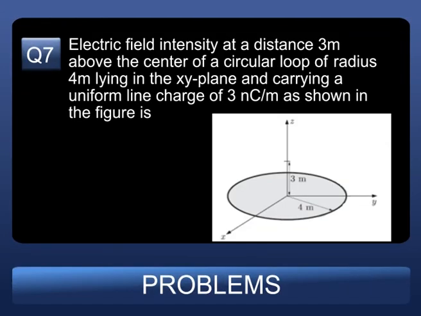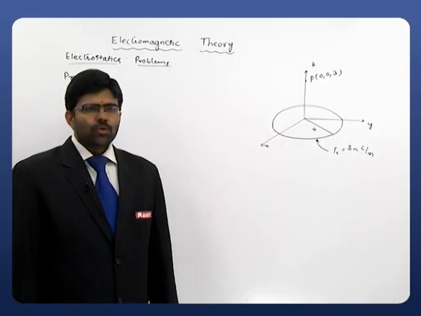So problem 7. The electric field intensity at a distance 3 meter above the center of a circular loop of radius 4 meter lying on the xy plane and carrying a uniform line charge of 3 nanocoulomb per meter, as shown in the figure, is. Solution.